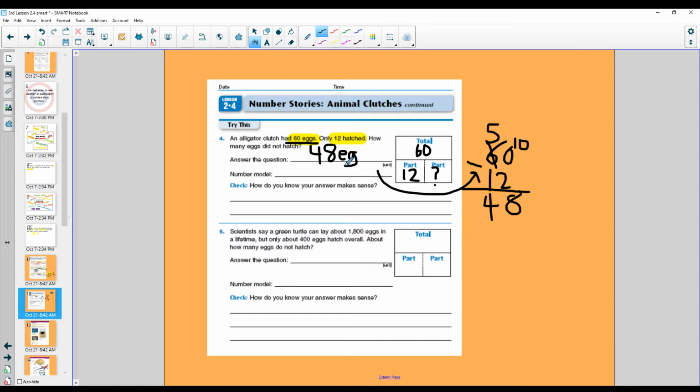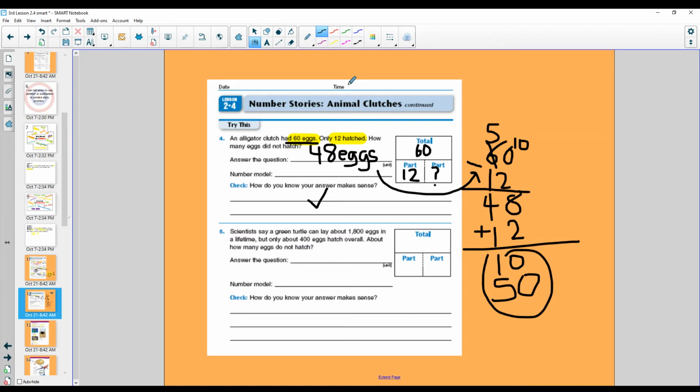eggs. 48 eggs. Does this make sense? Well, if I put 48 and 12 together, I should get 60 eggs because that's how many there were. This is how many hatched, and this is how many didn't hatch. 8, 9, 10, 40, 50. 50 and 10 give me 60. Yes, my answer makes sense. I went back and thought about my answer.